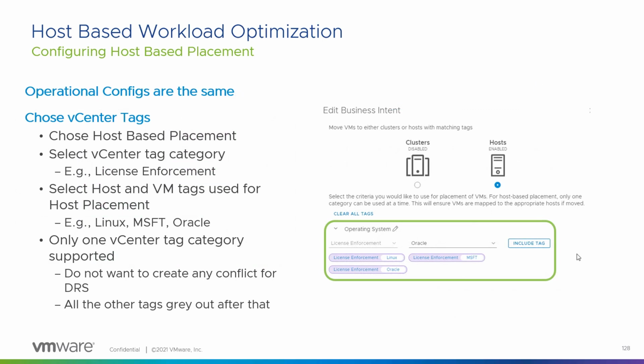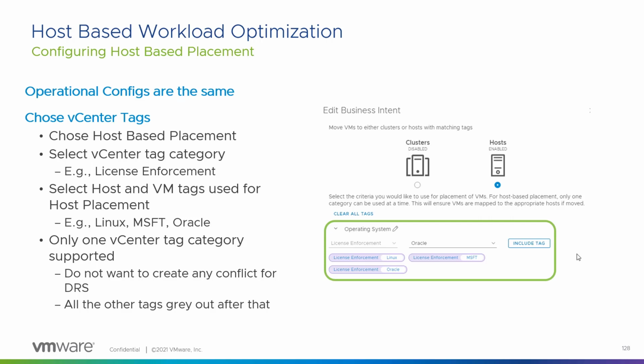So let's take a look at how this gets set up. Two simple slides just to kind of walk through how this works. So like I said before, choose host-based placement. In this example, we're going to use license enforcement: Linux, Oracle, Microsoft. Those are going to be our tags, so we're going to choose license enforcement as our tag category. We're going to go ahead and include the tags for Linux, Oracle, and Microsoft and place those. Now, once those are placed, vRealize Operations starts looking at the environment to say, okay, what do we need to do here?